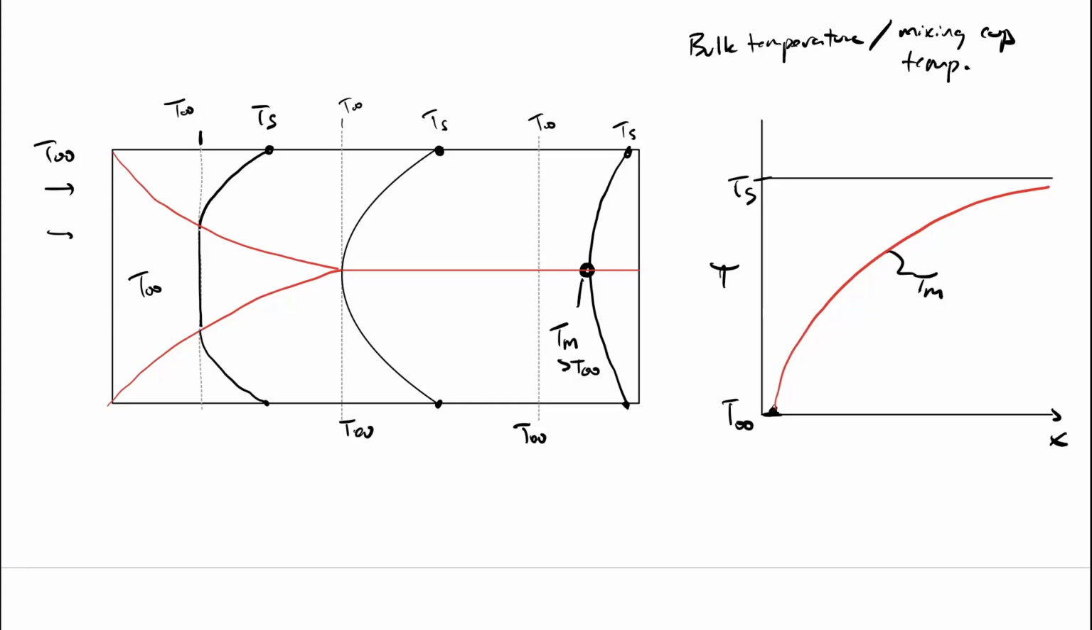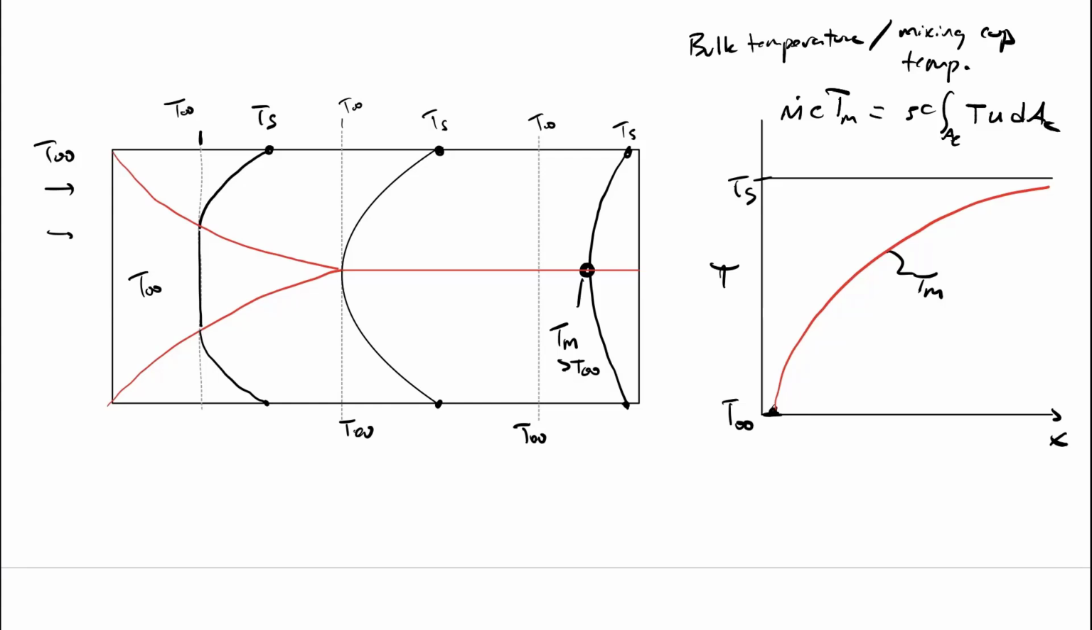And the equation for that is m dot times specific heat capacity of the fluid times the mean temperature is equal to rho times C times the integral over the cross-sectional area of T times U dAc. Okay, so that is the equation to get to the mean temperature.